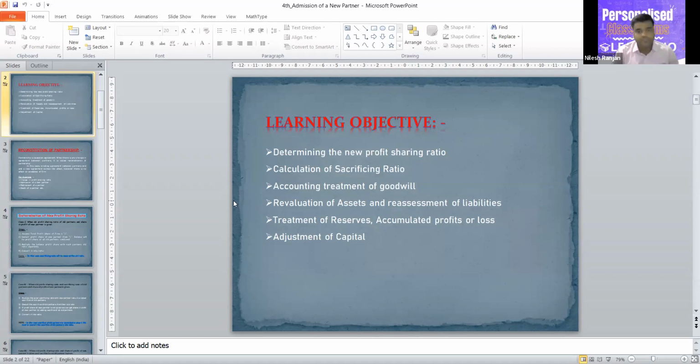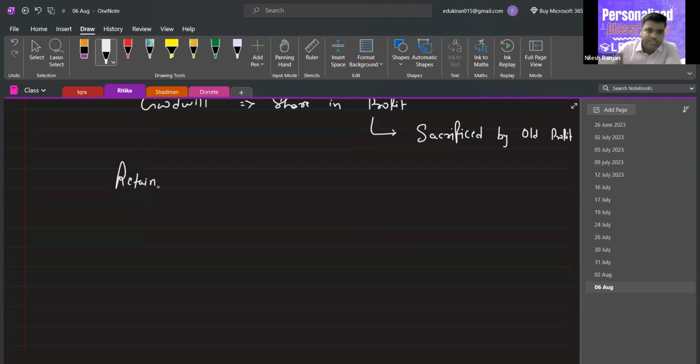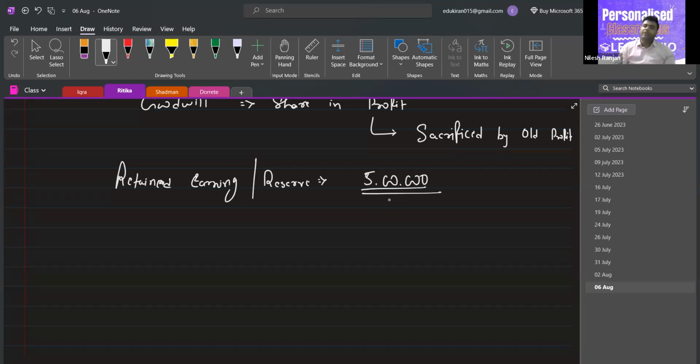Next is treatment of reserves, accumulated profit or loss. At the time of admission of a new partner, there is a retained earning, or you can say reserve. So there is a reserve of 5 lakh rupees. Now, if there is a reserve of 5 lakh rupees, can it be shared with the new partner?